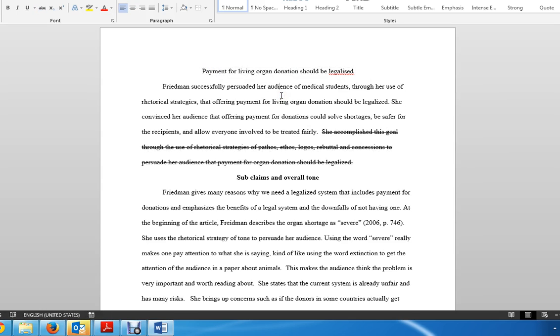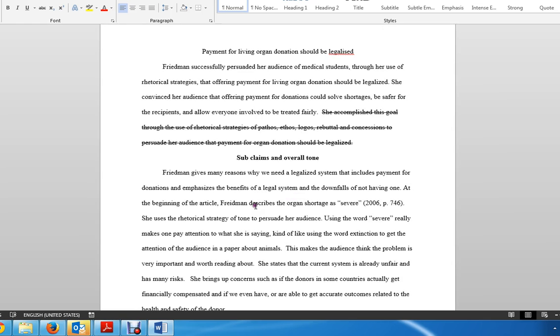So we need Friedman. Give her full name the first time you introduce her. Amy L. Friedman. Tell us who she is. Tell us the name of the article. Tell us where it was published and when, and then give us the rest of this information. Okay. Subclaims and overall tone. That is way too broad. You want to make your elements specific.